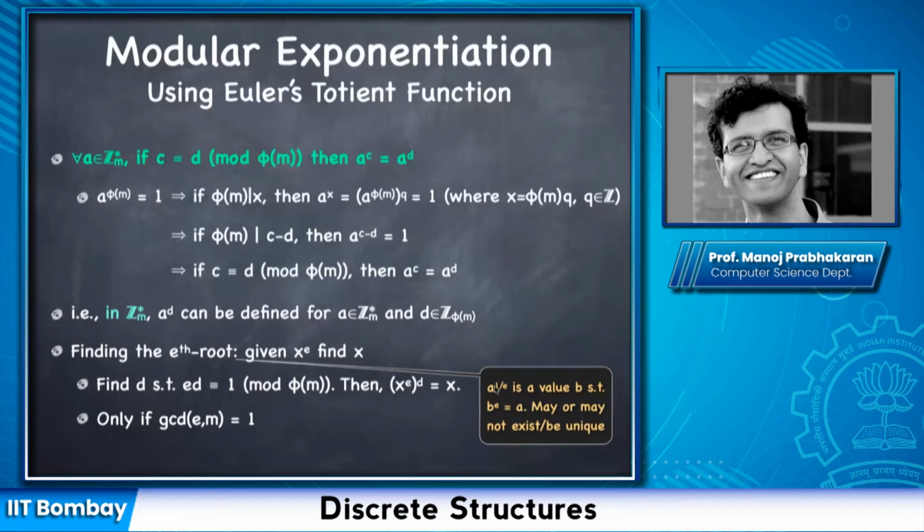So when I say a to the power 1 over e, the eth root of a, what I mean is some value b such that when you raise b to the power e, I get back a. Now this may or may not exist, and when it exists, it need not be unique. That's what we'll see when those conditions hold. But in general, when I write a to the power 1 over e, you should know that it may or may not exist.